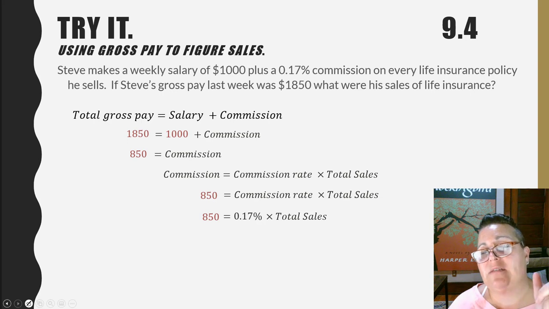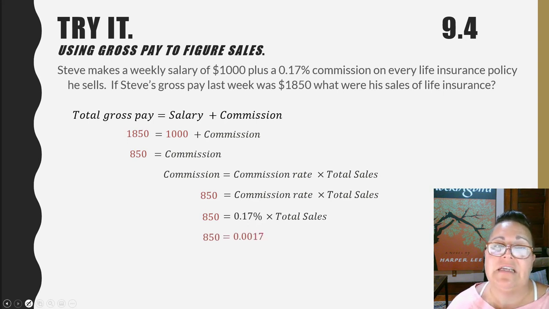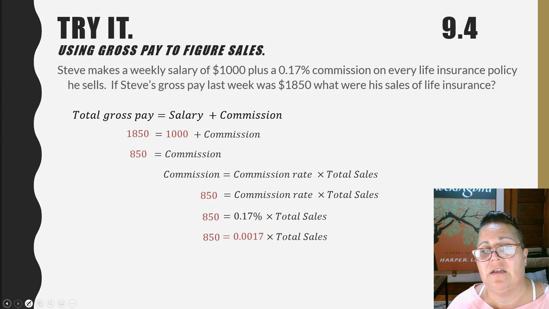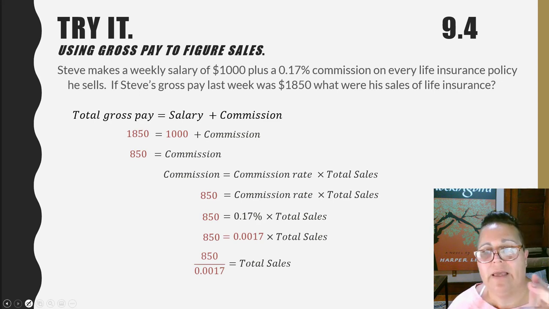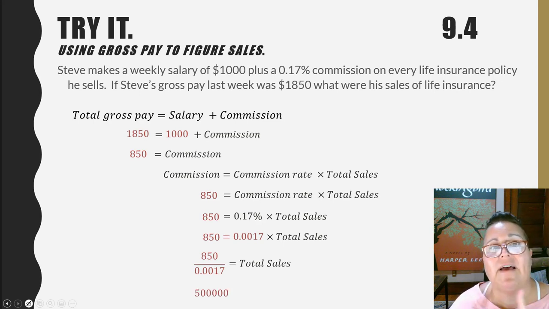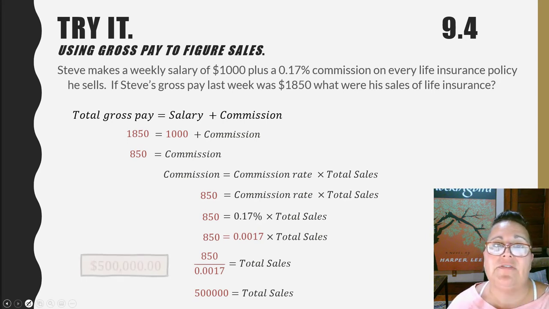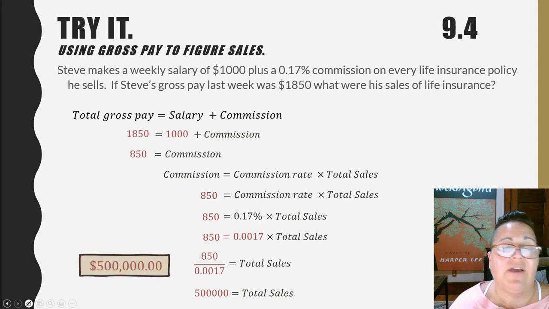I still need to move my decimal point over 2 places, or if you'd rather, we still need to divide by 100. So this is going to be 850 is equal to 0.0017 times whatever the sales were. In order to calculate the sales, I need to divide both sides by 0.0017, and that will give me my total sales. On my calculator, I type this in, and I get 500,000 is the total sales. So in order to get $850 in commission, Steve had to sell $500,000 worth of insurance.